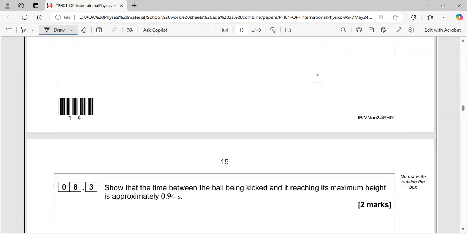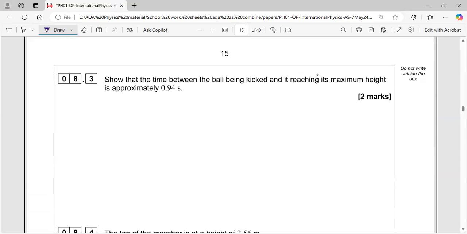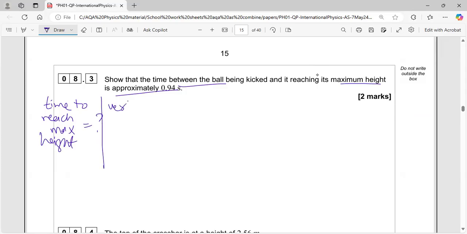Okay, moving on to the next part, you have to show that the time between the ball being kicked and it reaching its maximum height is this. So it means you have to find the time to reach max height. And again, for time, you always use the vertical component. Remember, for height and time, we always use the vertical component of velocity.